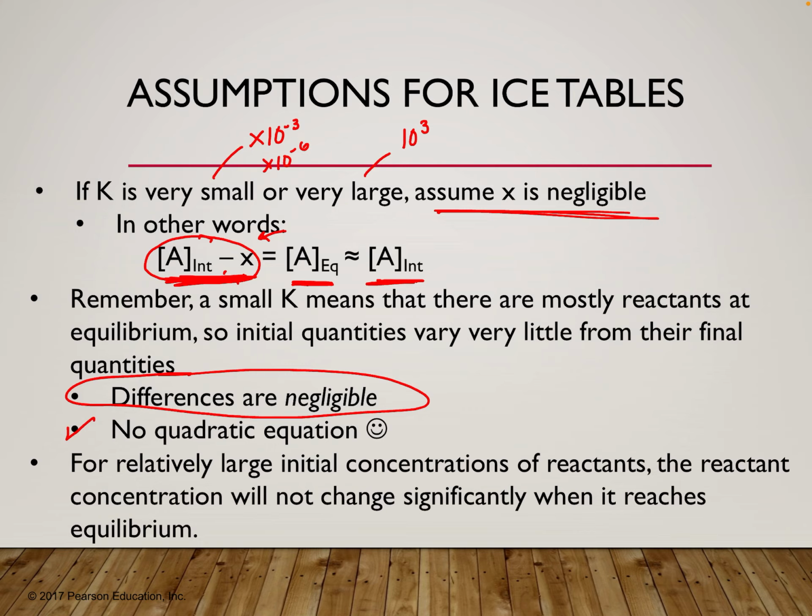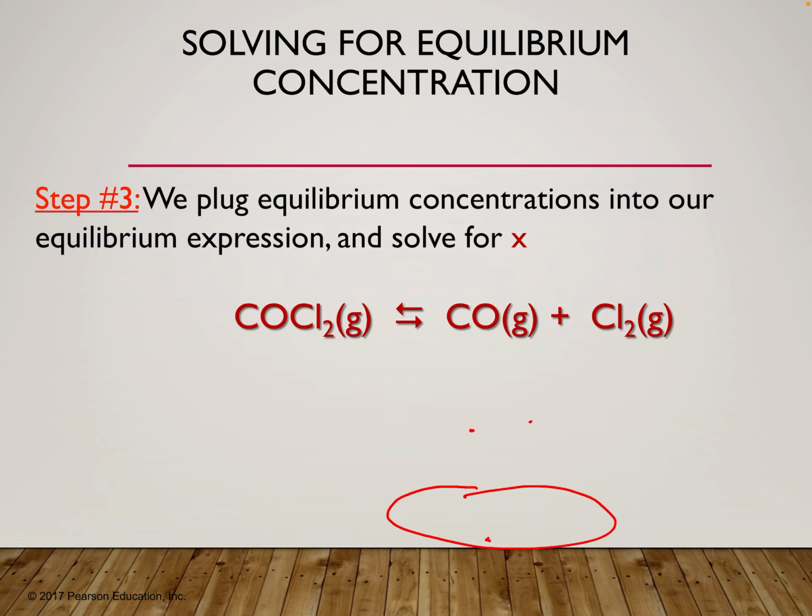Like if you go through and calculate it with respect to significant figures, oftentimes it doesn't change the value whatsoever. And even if it did, it would change it less than 5%, which is negligible. Okay, so this will work for very, very small values of K and very, very large values of K. All right, so let's go ahead and look at this.